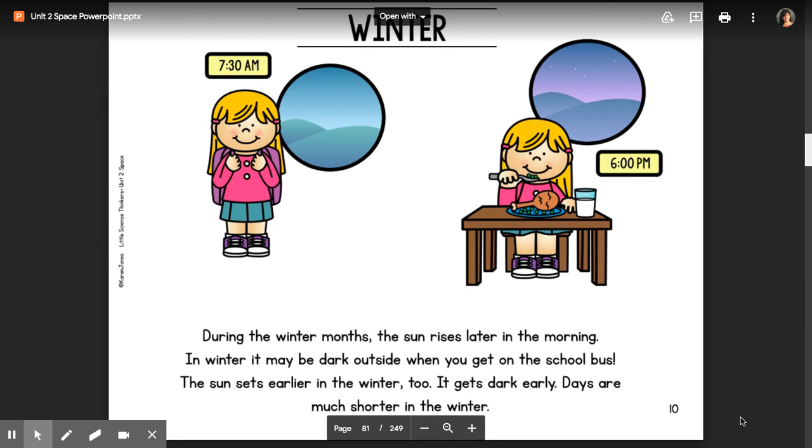During the winter months, the sun rises later in the morning. In winter, it may be dark outside when you get on the school bus. The sun sets earlier in the winter, too. It gets dark early. Days are much shorter in the winter.